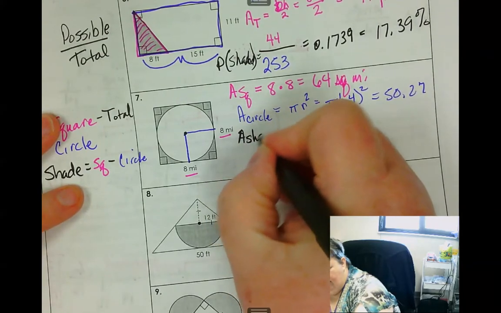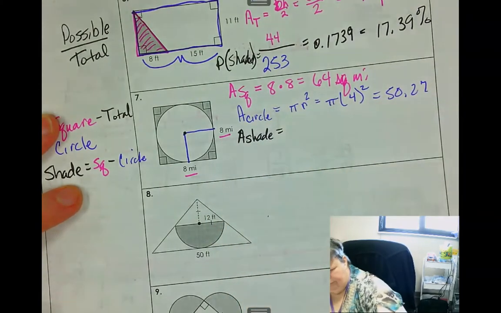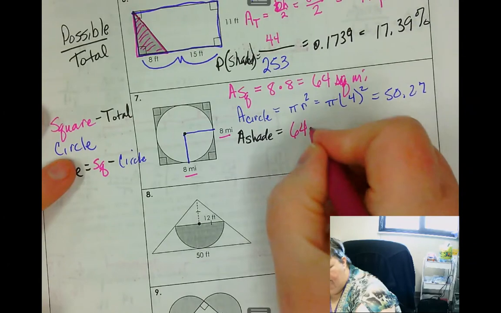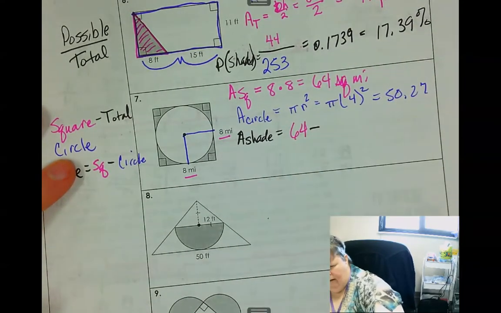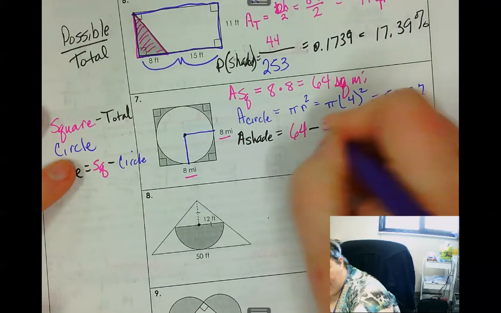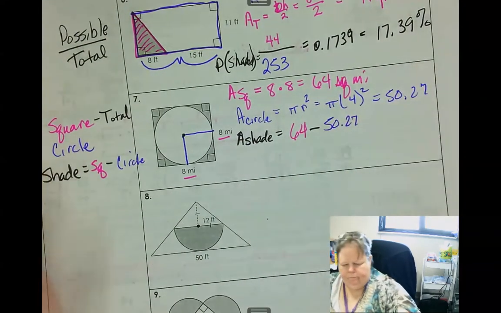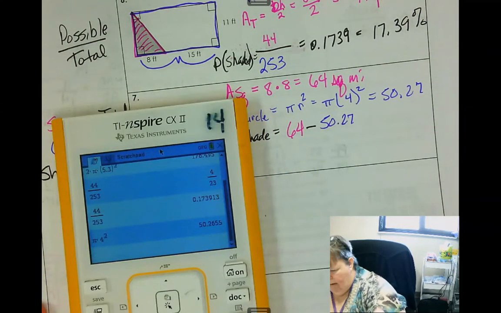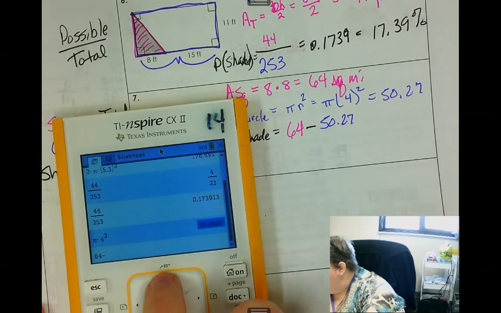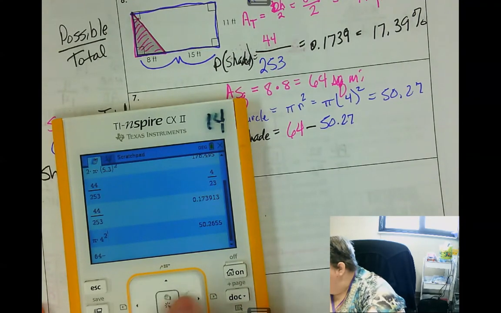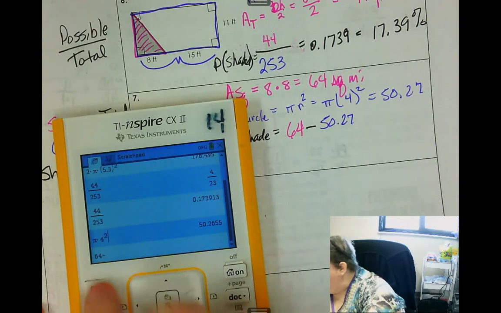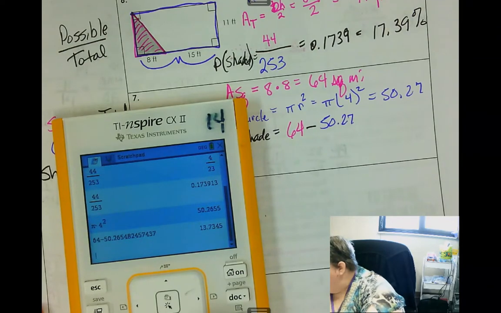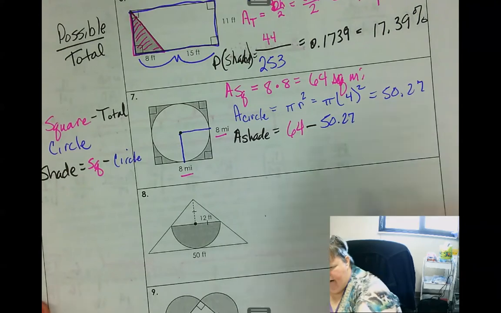Now to find the shaded region. Area of the shade equals 64 minus 50.27. So I'm going to go to the calculator. 64 minus, and I'm going to go up here and grab that. That equals 13.73.